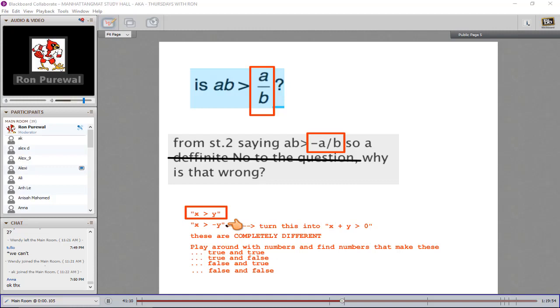Okay. Let's move on to another problem. Let's see. How about this one?